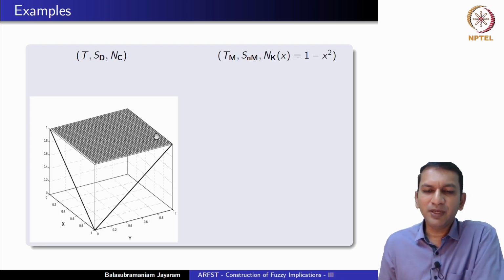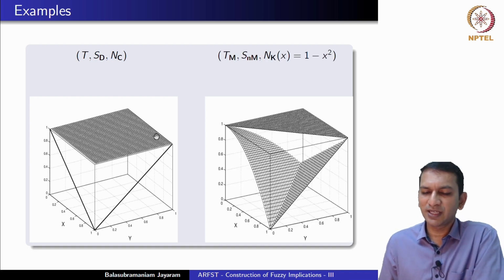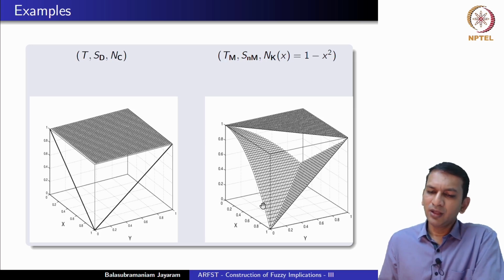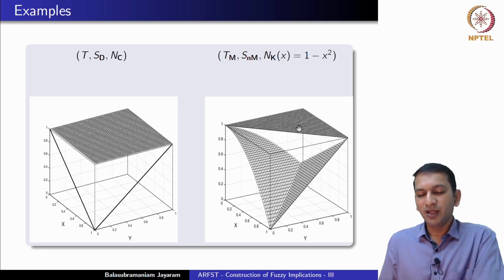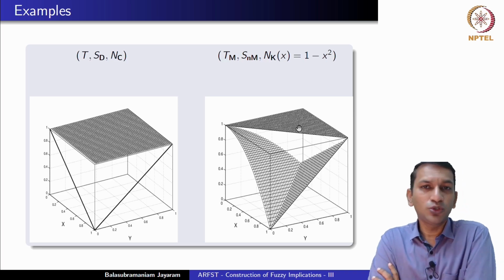If you consider the minimum T norm, the nilpotent minimum T conorm, and the negation 1 minus x squared, we get a QL implication that looks like this. Once again, the neutrality property is given. 1 minus x squared is the natural negation. And what is interesting is it also has OP.